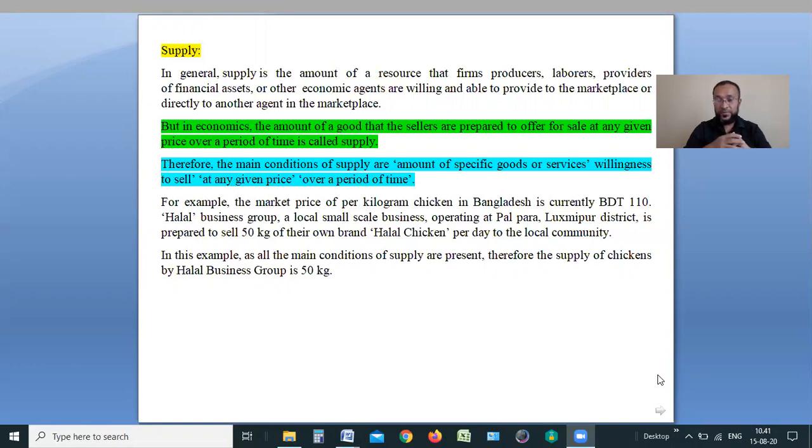per day. So here, since all the necessary conditions of supply are present in this example, this is the supply. That means all the main conditions of supply are present, therefore the supply of chickens by Halal Business Group is 50.